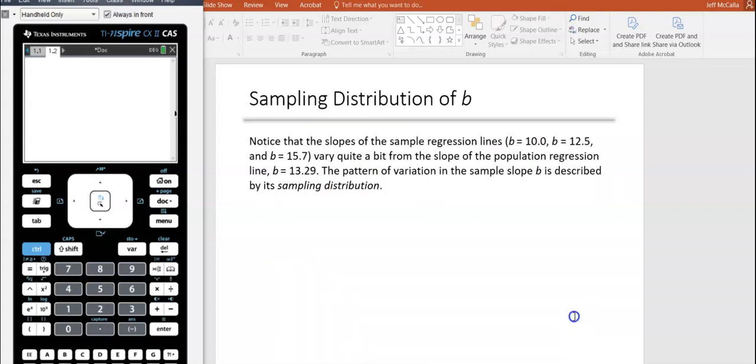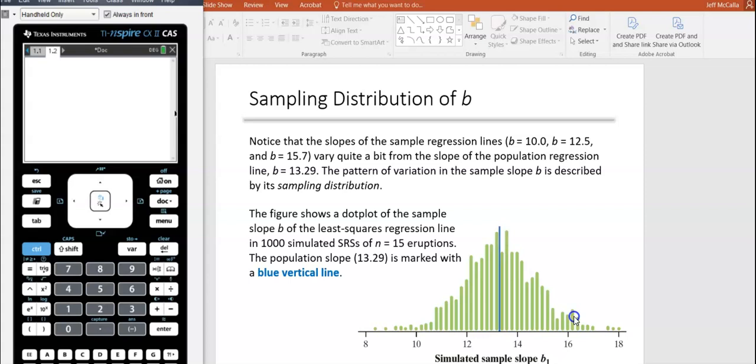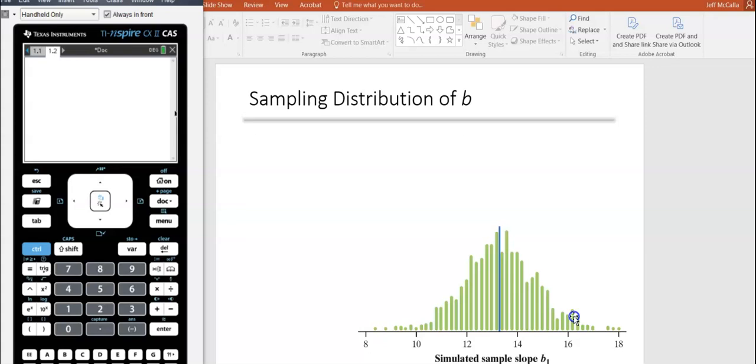Look at those slopes. They varied. It's supposed to be 13.29, and they were as low as 10, as big as 15.7. I think they did a simulation here, and they came up with all of these possible slopes. We see 13.29 in the middle. It does look like an unbiased estimator, and it looks approximately normal, but they're spread out all the way from a slope of 18 to a slope close to 8, so a big difference there.